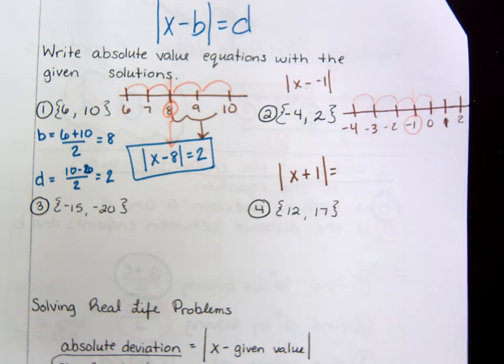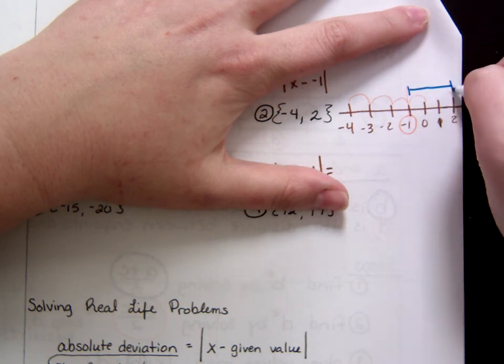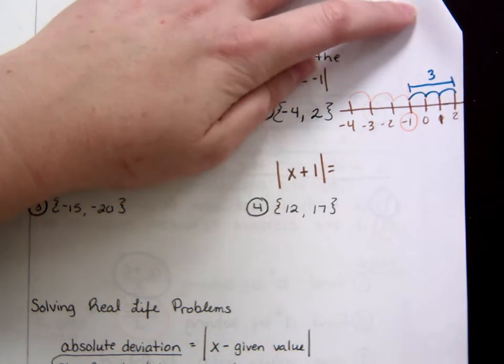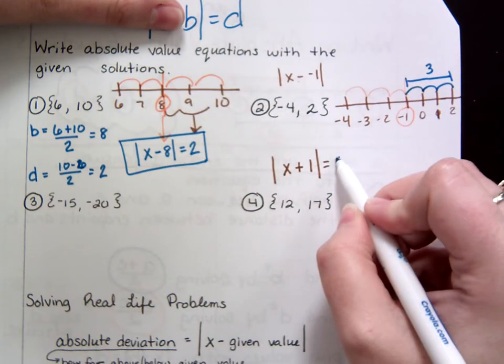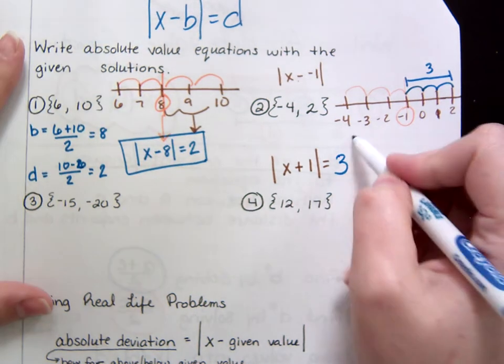So now we figure out the other side. To go from -1 to either endpoint is 1, 2, 3 spaces. So 3 goes over here.